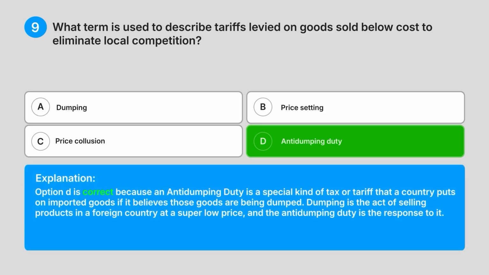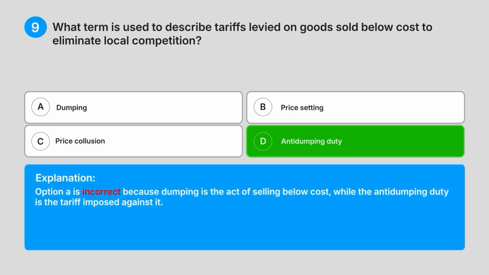Explanation. Option D is correct because an anti-dumping duty is a special kind of tax or tariff that a country puts on imported goods if it believes those goods are being dumped. Dumping is the act of selling products in a foreign country at a super low price, and the anti-dumping duty is the response to it.